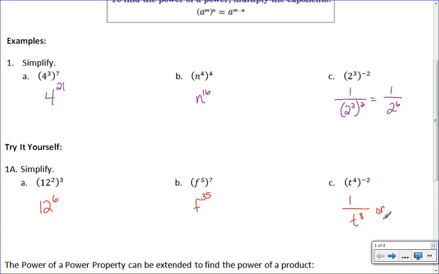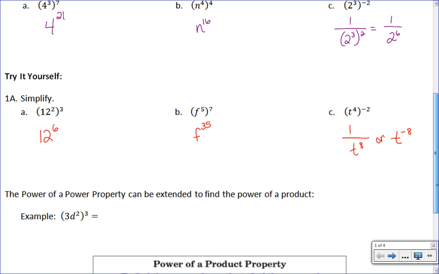Or you could also, remember, you can write these with negative exponents. So this could also just be t to the negative 8. And notice that's what you get if you went ahead and multiplied these before rewriting it as a fraction. I jumped right to that in this one, but you can multiply the two exponents first before you rewrite it.